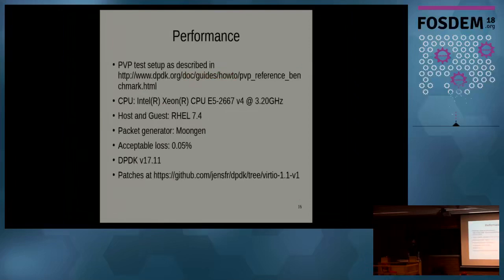So, as I said, we have an implementation, and I was measuring performance according to RFC 2544. It was done on Intel-based servers. Host and guest on the device under test were running RHEL 7.4. At the time, the patches were based on DPDK version 17.11, and the patches are now available on GitHub and hopefully soon also upstream.